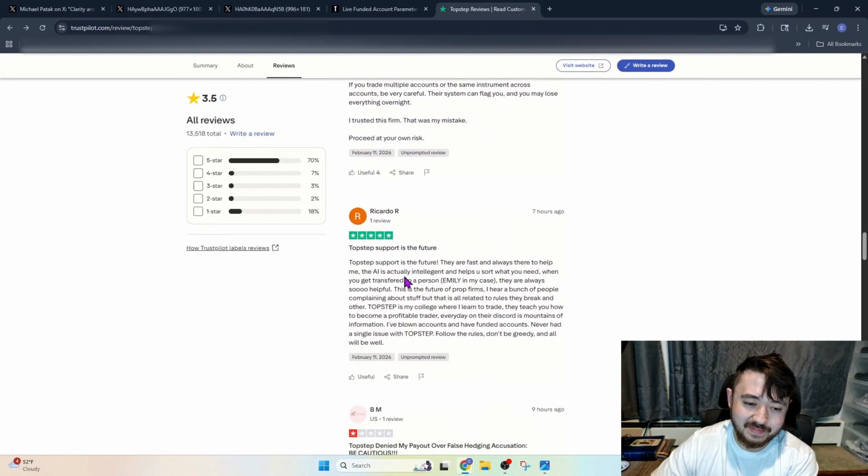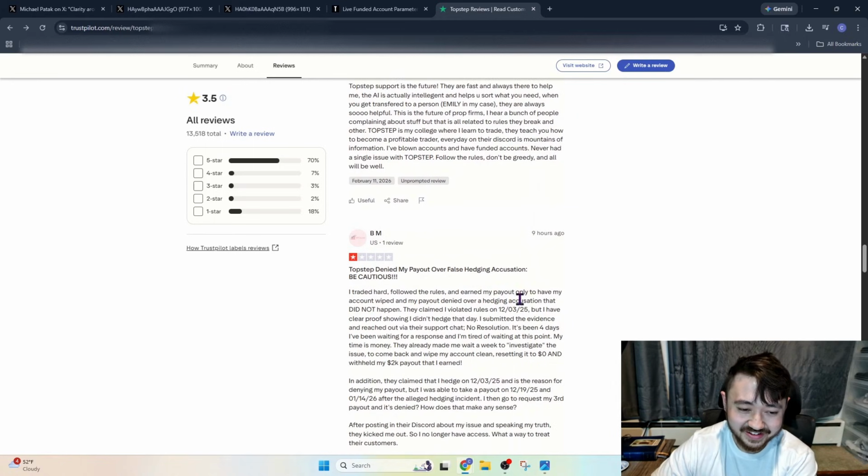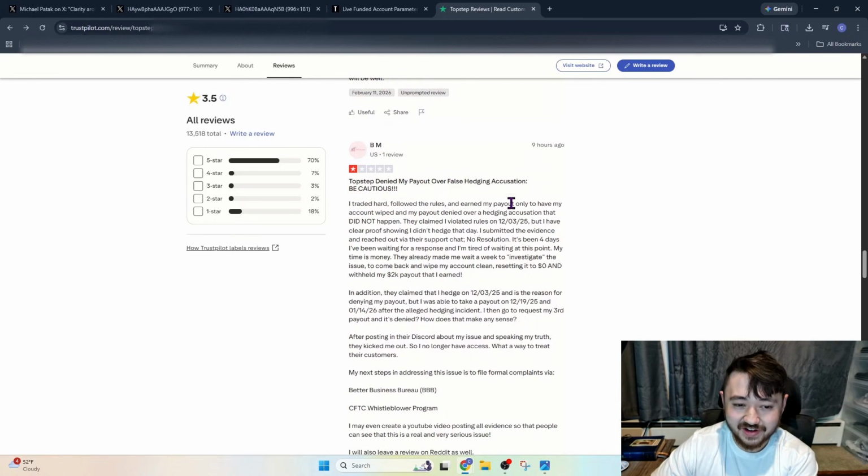This is a complete bot. Dude, that looks like a complete bot. 5-star review. Yeah, see, false hedging. They denied their payouts. So a lot of people are getting their payouts denied. Price increases, getting accused of hedging on their live accounts. A lot of big things to worry about. These are not looking good for Topstep, honestly.